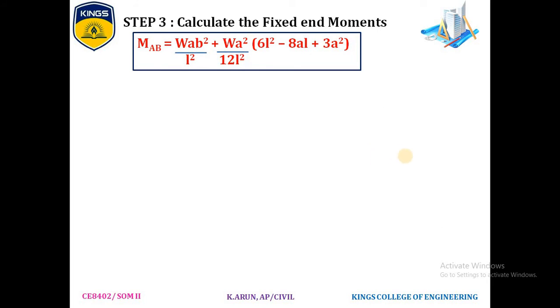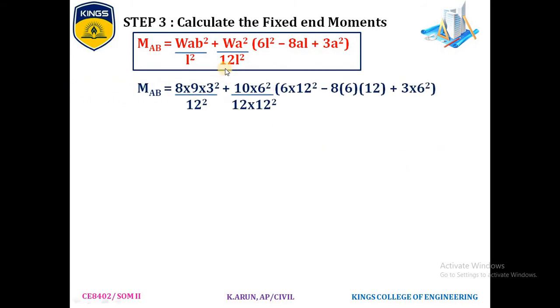So I am going to substitute the values here. We can see here for the point load the value of W is 8 and A is 9 meters, since the point load is located at a distance of 9 meters from the left end, and the value of B is 3 meters, since the point load is located at a distance of 3 meters from the right end, and the length of the span is 12 meters. And for the UDL, W is 10 and A is 6 meters, since the UDL is acting at a distance of 6 meters on the beam. A value is 6 and the length of the beam is 12 meters.